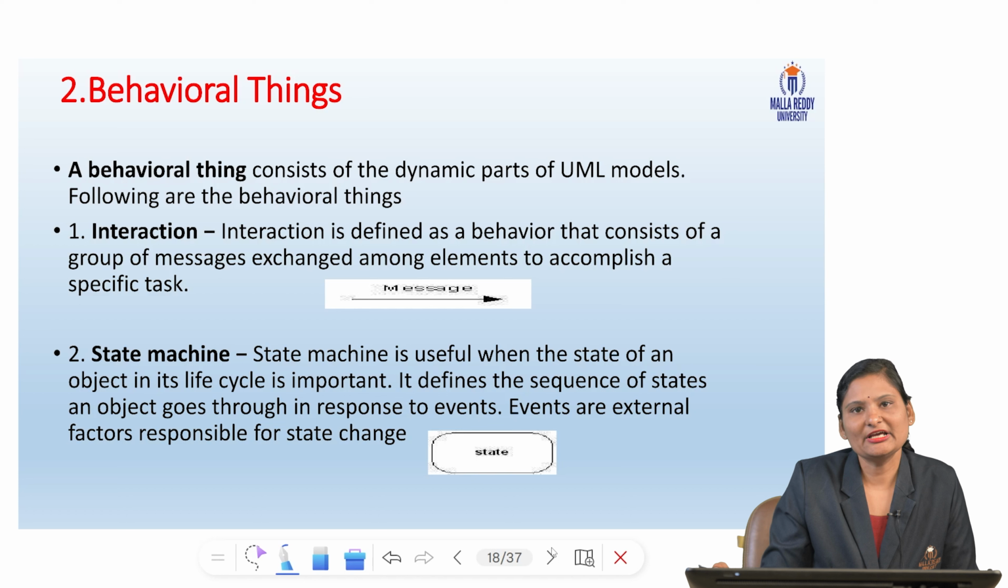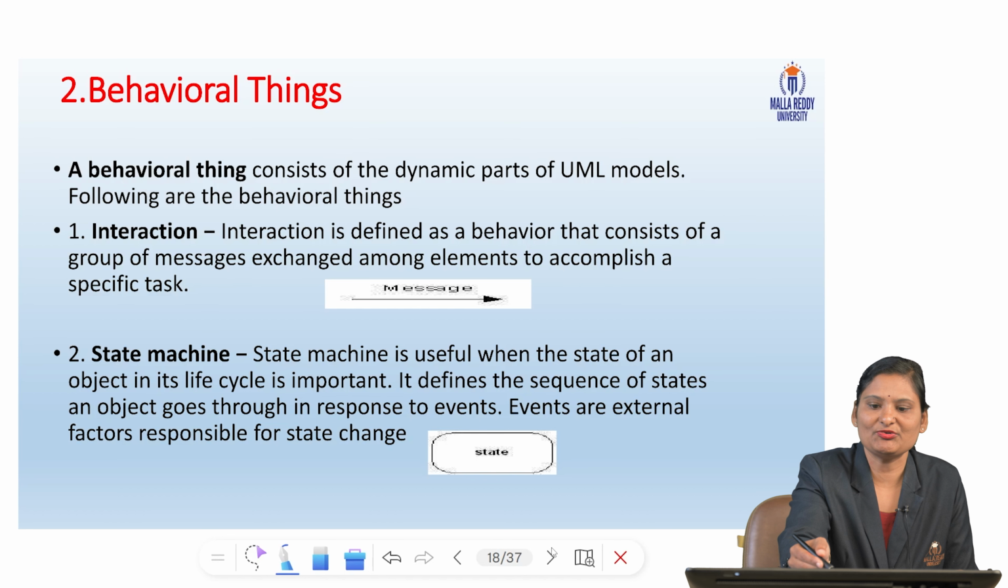So what is meant by dynamic parts of UML diagrams? It explains the actions or activities which are performed. For example, if you take an ATM as an example, we will be inserting the card, entering the PIN, and withdrawing the cash. All these are considered to be dynamic in nature. That means they are changing over time.